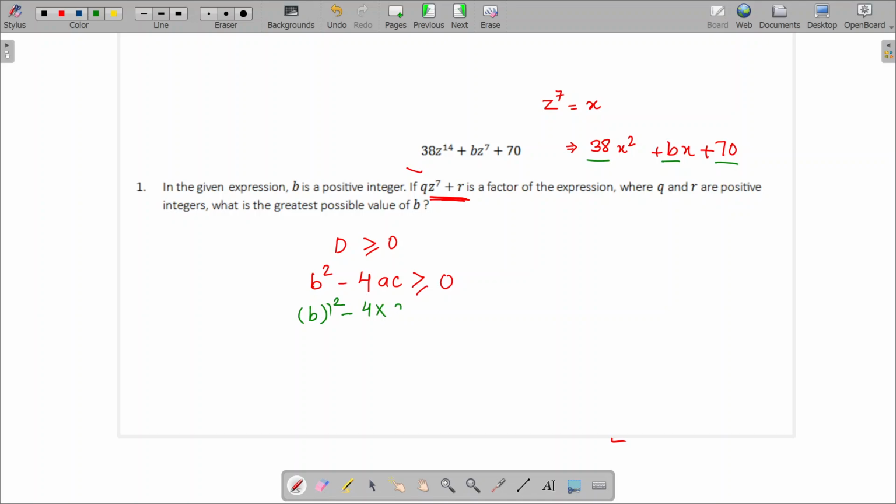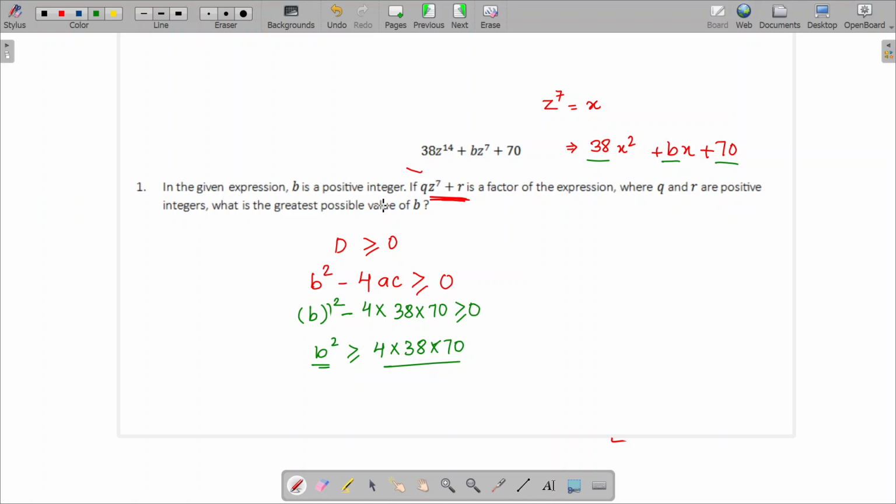Now this a is 38, c is 70, right? What else can I do? I can write it down like this: b squared is greater than or equal to 4 times 38 times 70. Why am I not solving this? Because you will get the smallest value. b is greater than or equal to this.